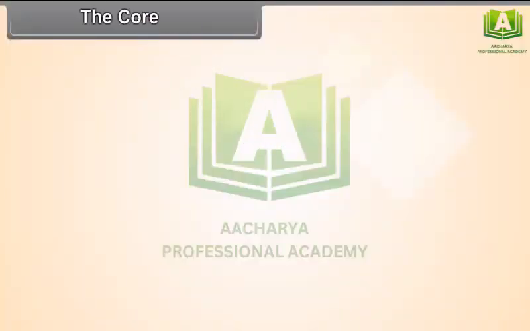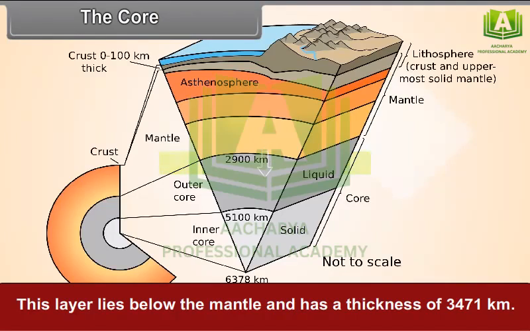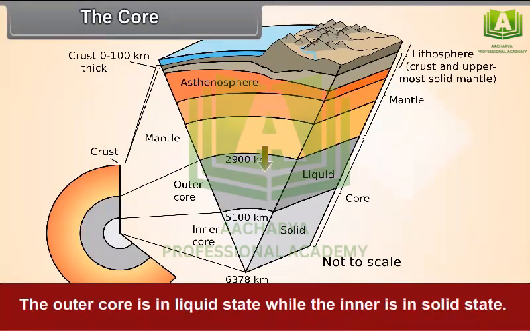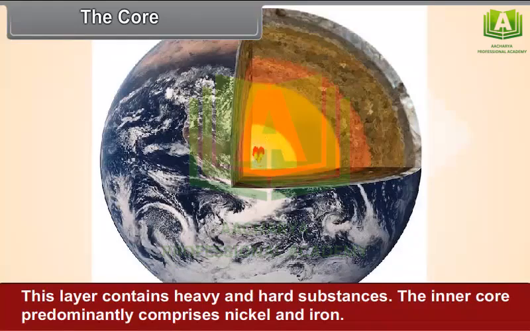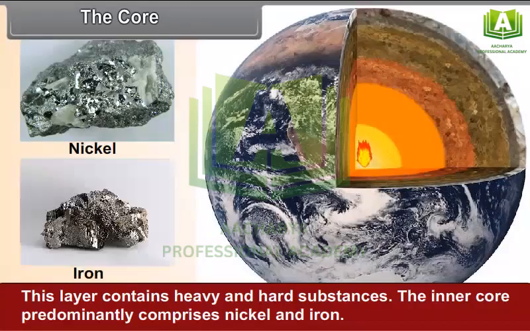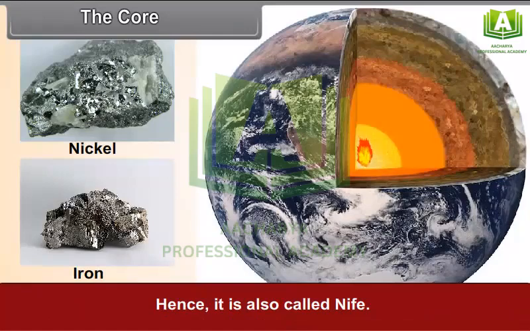The core. This layer lies below the mantle and has a thickness of 3,471 kilometers. It is subdivided into two parts called the outer core and the inner core. The outer core is in liquid state while the inner core is in the solid state. This layer contains heavy and hard substances. The inner core predominantly comprises nickel and iron. Hence, it is also called Nife.